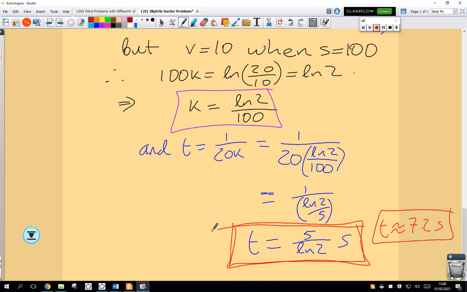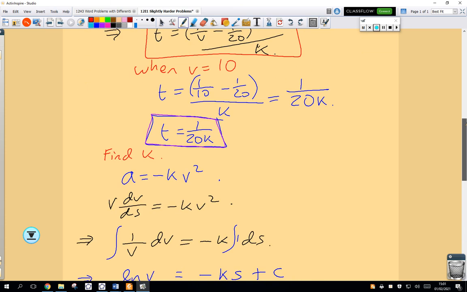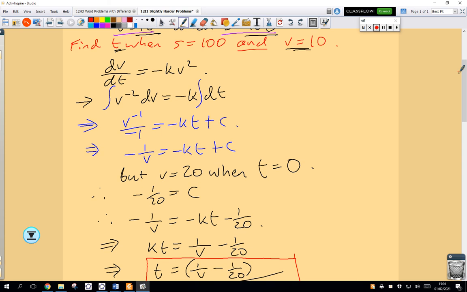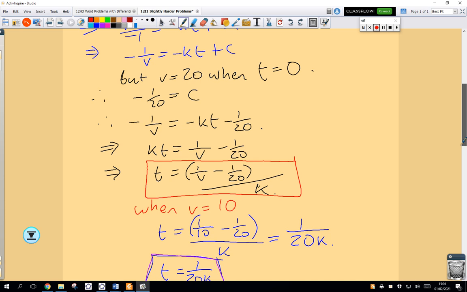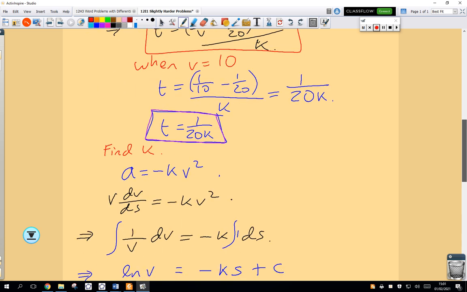So, a slightly more complicated example, but only because we're using both substitutions. Remember, what are we trying to find? We're trying to find a connection between t and s, or t and v. So I used dv dt to come up with an equation that linked t and v. And I was able to find that t is always equal to 1 over v minus 1 over 20 over k. And then we were trying to find specifically the time when v was equal to 10. So I just substitute 10 in there.